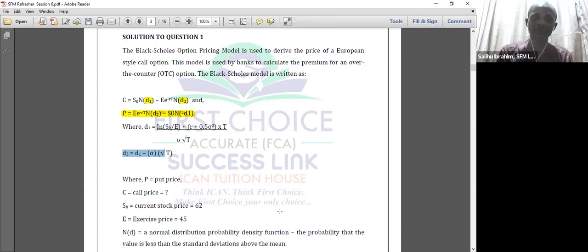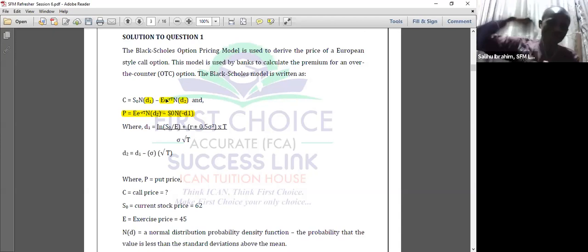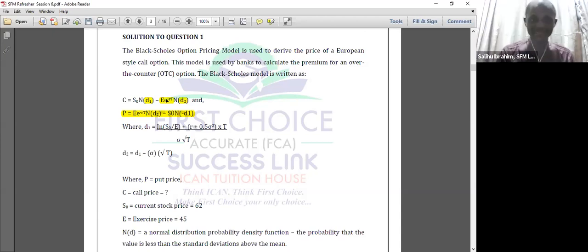Okay? Now, after calculating ND1 and ND2, just come to this place and substitute this. This one you are seeing here is the same thing as the present value of the exercise price. It simply means that we are discounting our exercise price to the present value. You know the exercise price is going to be in the future, so we are discounting it to the present value equivalent. That is what that exponential function represents.